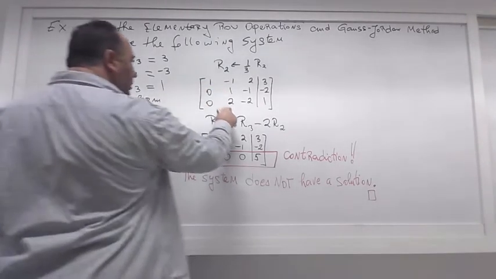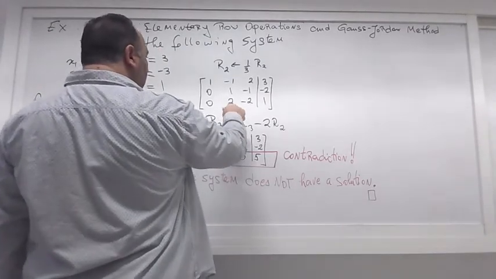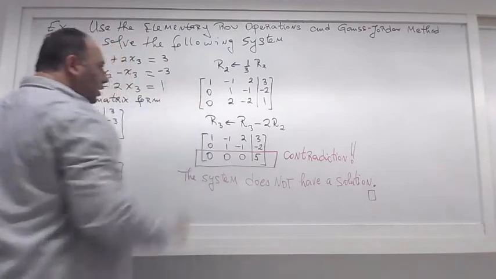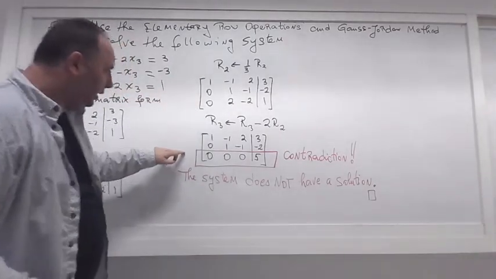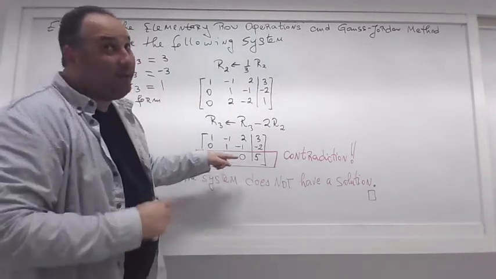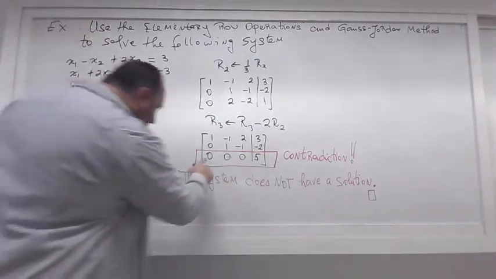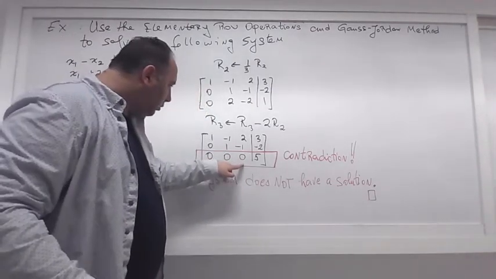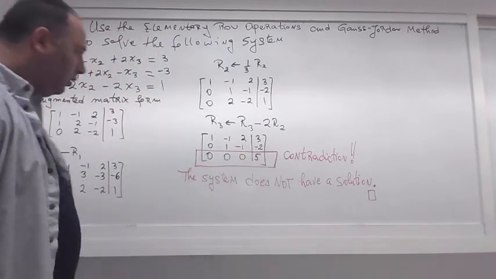So now I need to produce 0 below. Cool. How do I do that? Well, I replace row 3 by row 3 minus 2 times row 2. Yes, sir, do that. Compute, I verified it. It's true. So these are the results I get. 0, 0, 0, and on the other side, 5.